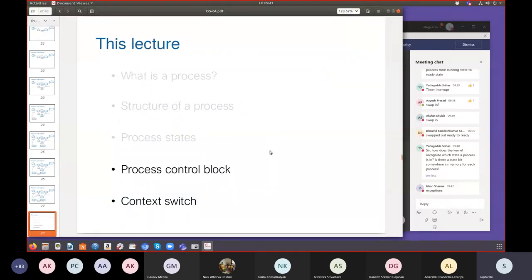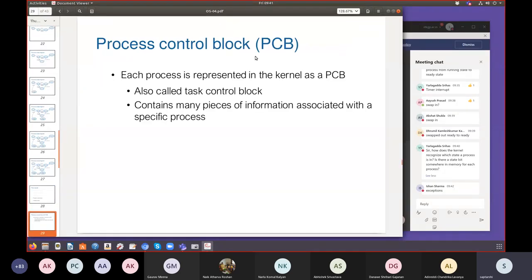Now the question Srivas asked: how does the kernel recognize which state a process is in? That will be answered now. It's good that you asked this question just before. For every process, there is something called a process control block that is maintained by the kernel, and as you will see, it says which state the process is in. A process control block, in short a PCB. Each process is represented in the kernel as a PCB, also sometimes called the task control block. It contains many pieces of information associated with a specific process.